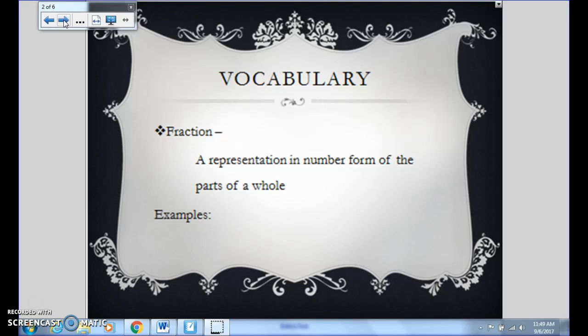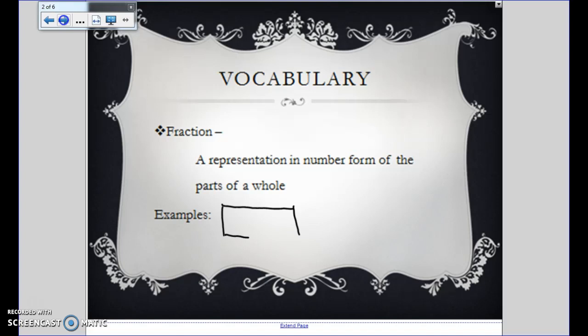Let's start by talking about what a fraction is, because I believe that sometimes we just forget what we're talking about and what a fraction represents. It is actually a representation in number form of the parts of a whole. For example, I could have a whole, much like this, and exactly half of it shaded in. We use the word half, but half is actually represented as one of the two pieces shaded in. That's an example. This is a fraction. So this is the fraction part.